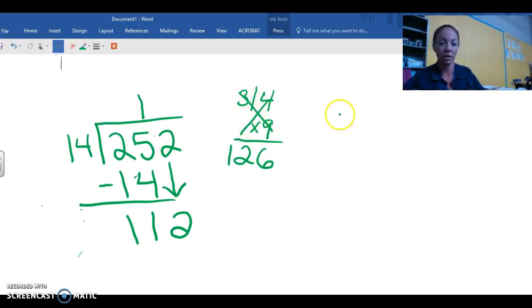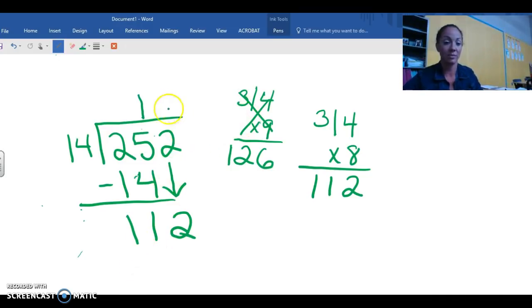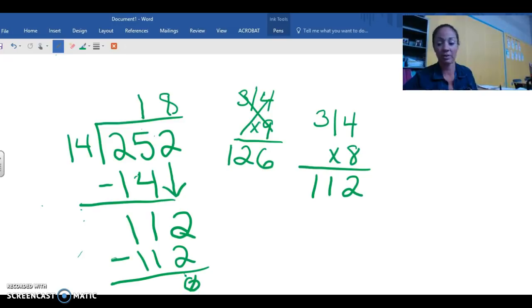How about we try 14 times 8? We need to get smaller because 14 times 9 was too large. 4 times 8 is 32. Carry that 3. 1 times 8 is 8. Plus 3 more gets you 11. So it looks like 14 goes into 112 8 times. So let's put our 8 up here at the top where we write our quotient, and then we'll subtract 112 down here, which then leaves us a remainder of 0.